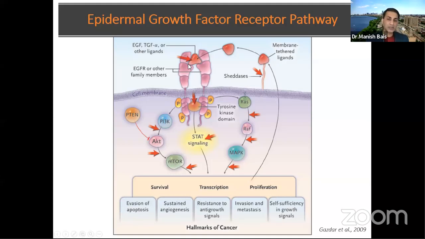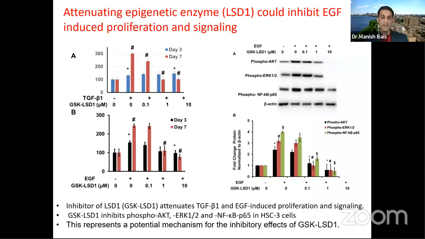And all these things, like mutation or dysregulation in this pathway, lead to effects on survival, transcription, and proliferation, and basically it leads to cancer progression. And as I mentioned earlier, these epigenetic changes are introduced early. The signaling effect we are detecting may be late stage, but our regulators work efficiently in early stages.